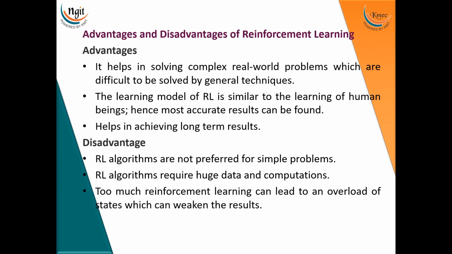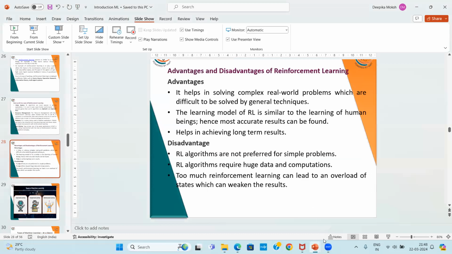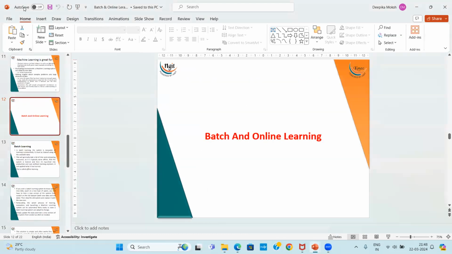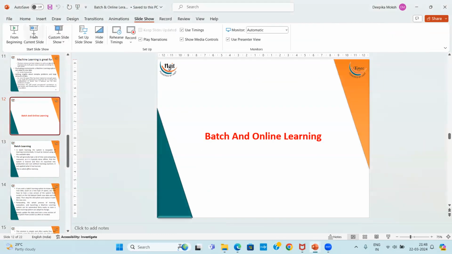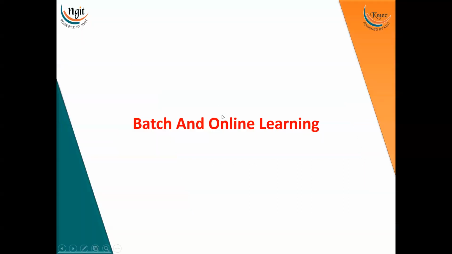These are the first category of machine learning: supervised, unsupervised, semi-supervised, and reinforcement learning. There is another category of machine learning, that is batch and online learning.